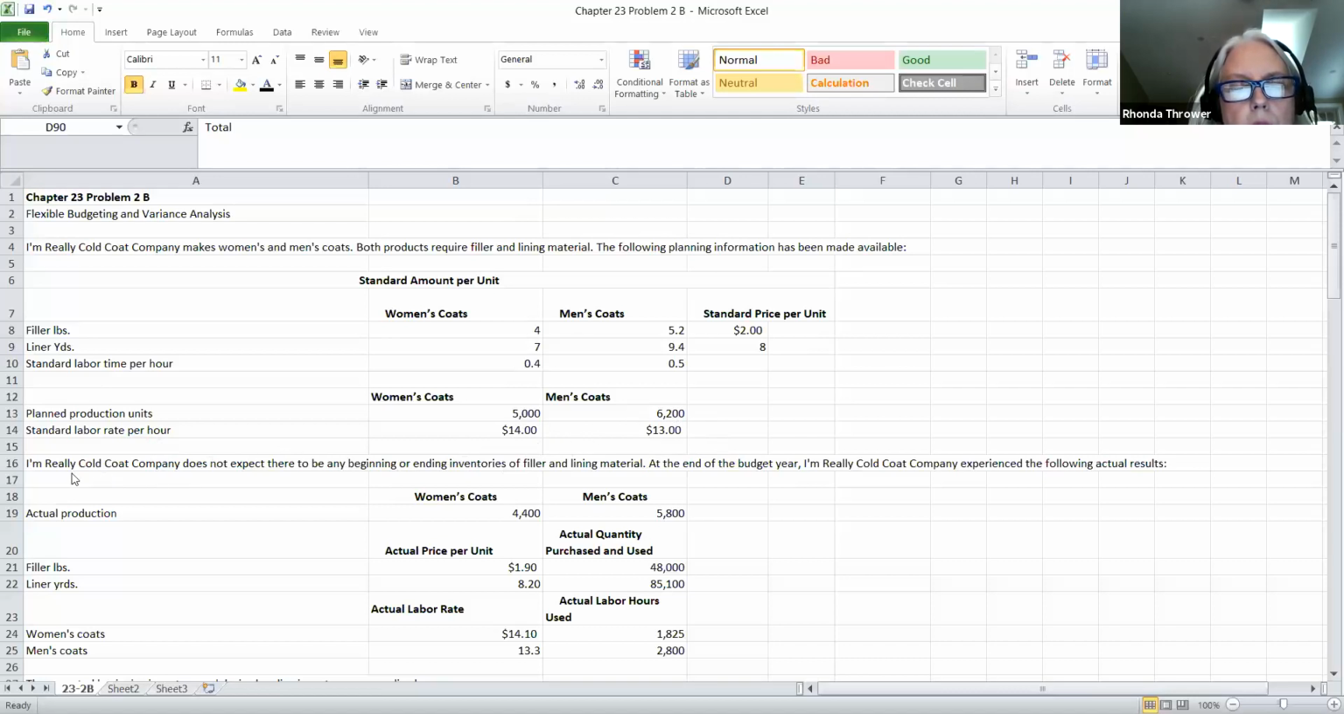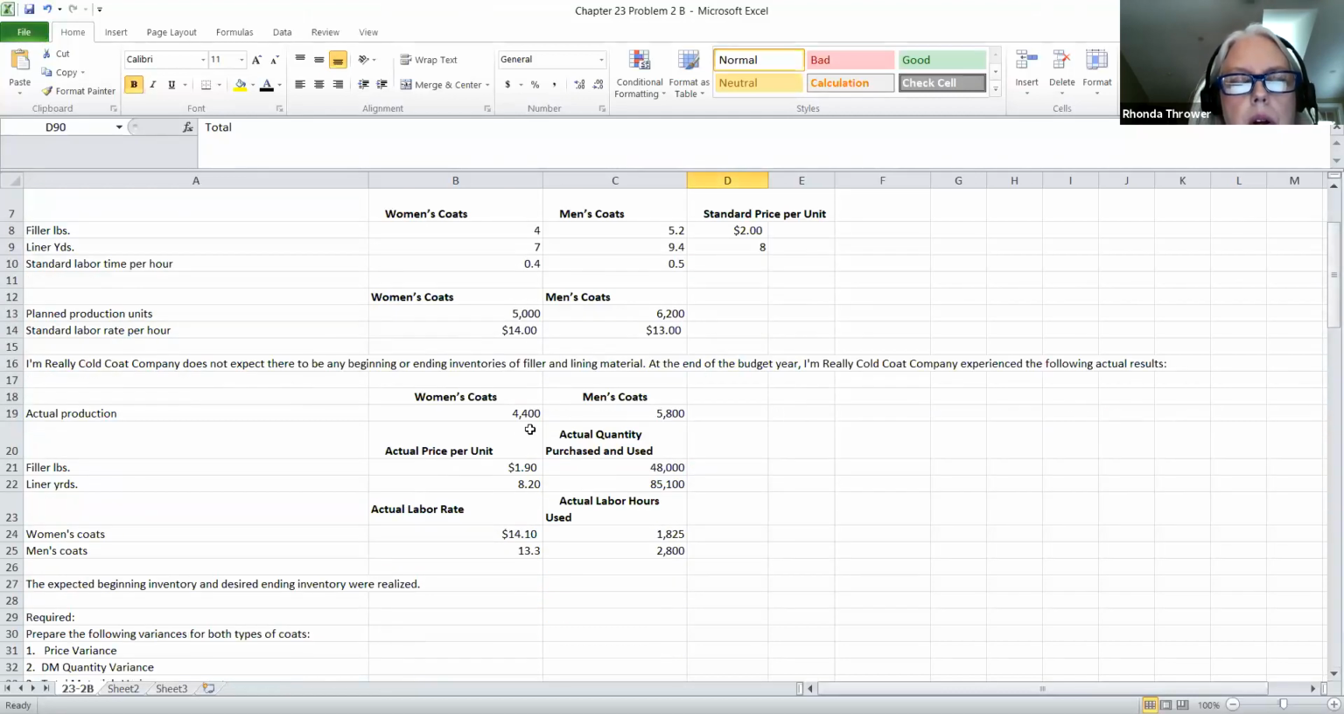Then they've given you some additional information that tells about the actual results of what happened during this period of time. So they actually produced 4,400 women's coats and 5,800 men's coats. And the filler was $1.90, the actual price for the filler per pound. The actual quantity that they bought and used was 48,000 pounds of filler.